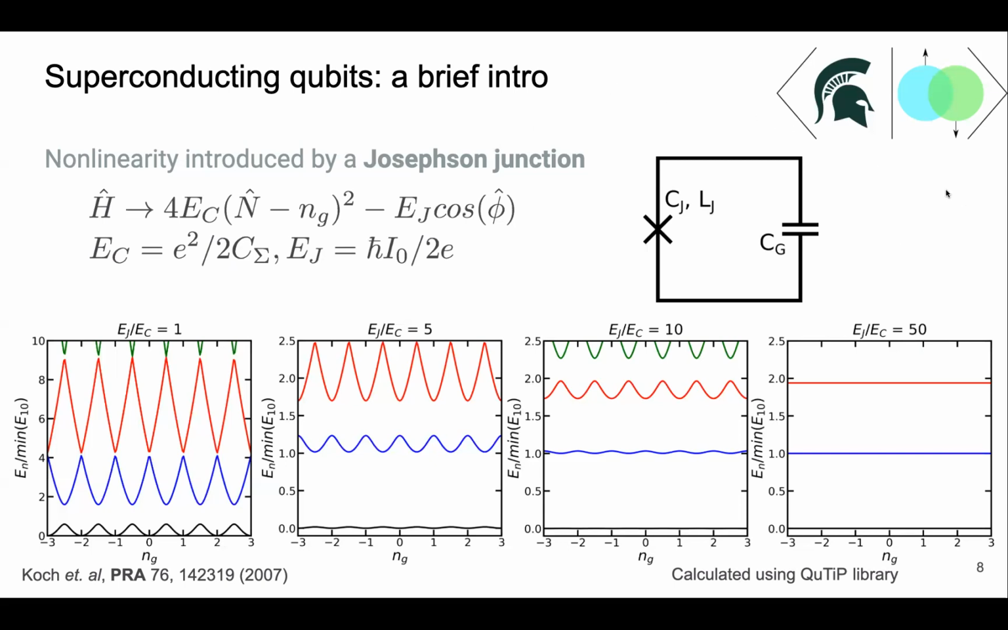Right. Is it a problem that the first and second excited state are almost degenerate, or is that not really a thing? The first and second excited. Sorry, in the case of the ratio equaling 1, so the leftmost case.